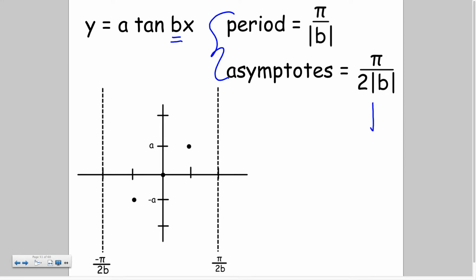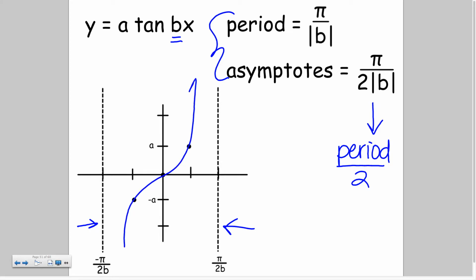Ultimately, you just take the period and divide it by 2. That's all that means. You take the period and cut it in half. So if you look at the graph, your asymptotes would be these two lines out here, and you have a positive and a negative one because you're in a coordinate plane still. And the graph is just in the middle.